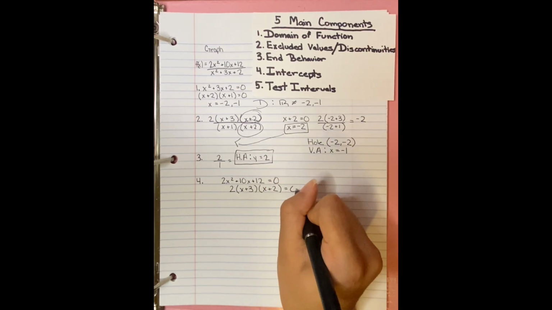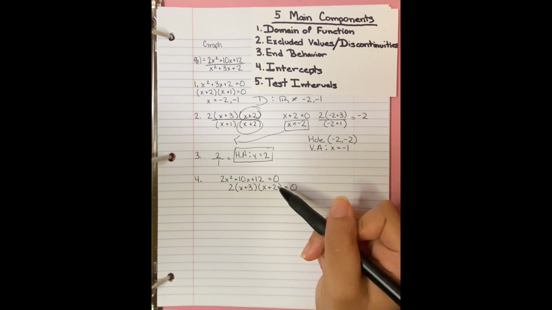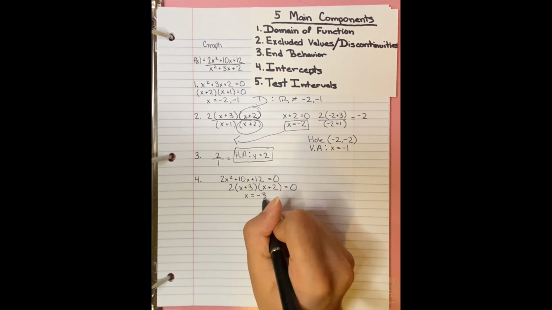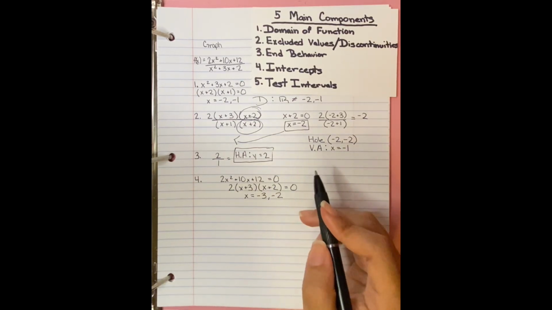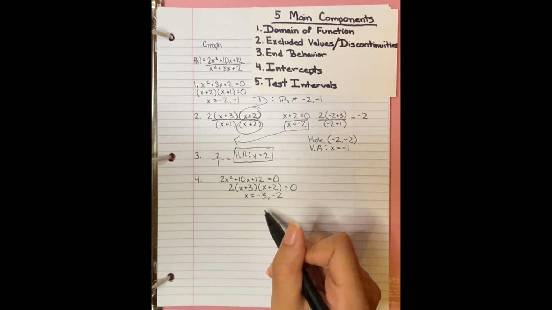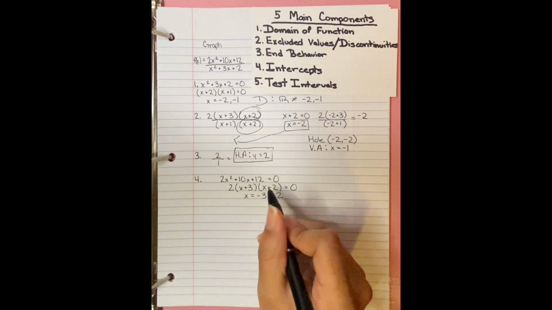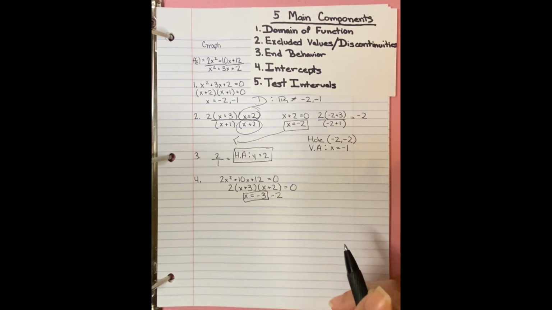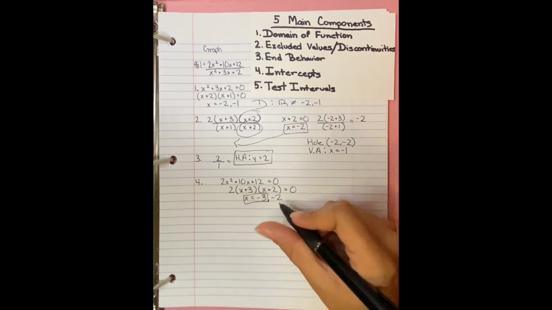Now when looking at this, we could plug in both our negative 3 and negative 2, but since we know we have a hole at x equals negative 2, that means we're going to have our x-intercept be at x equals negative 3. So we'll just keep that off to the side.